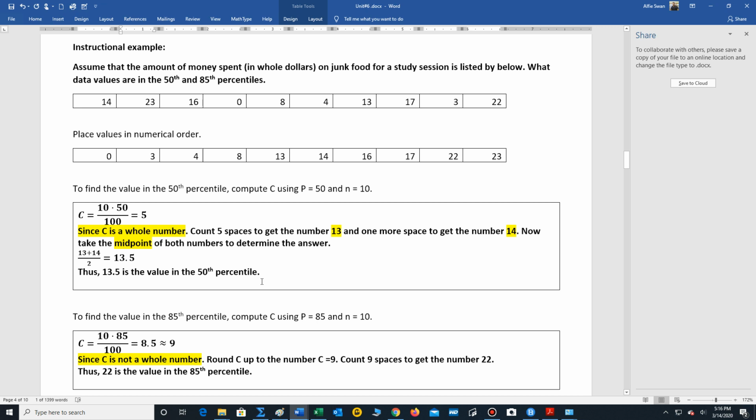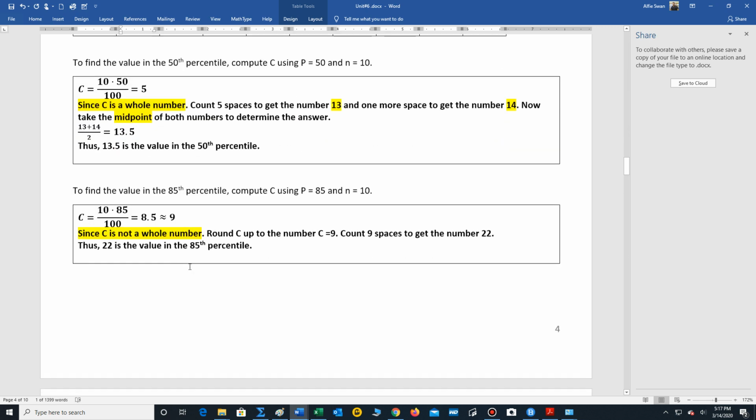Now if we go back to the previous 2 sections, and we needed to find the median of our data set, we would see that since we have an even number of data values, we would take the midpoint of 13 and 14 to get 13.5. So just remember that the median of any data set is always in the 50th percentile.